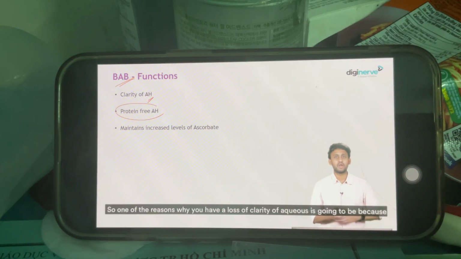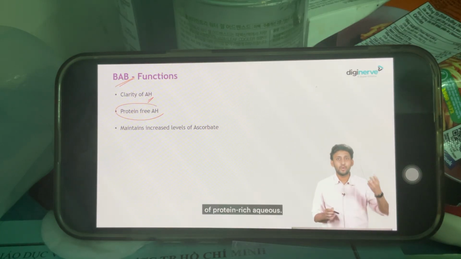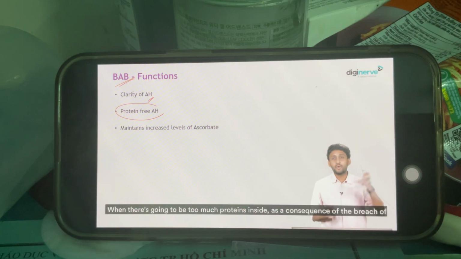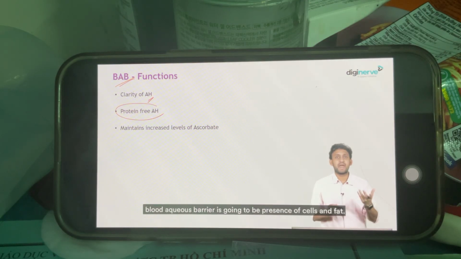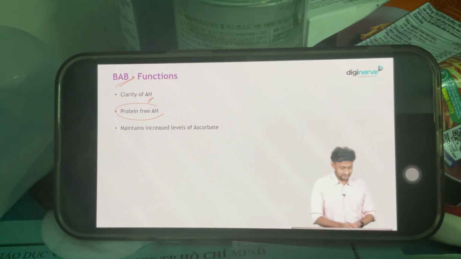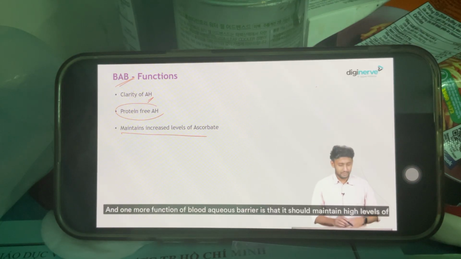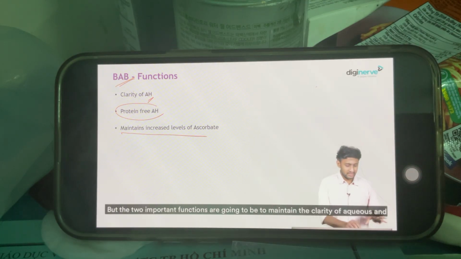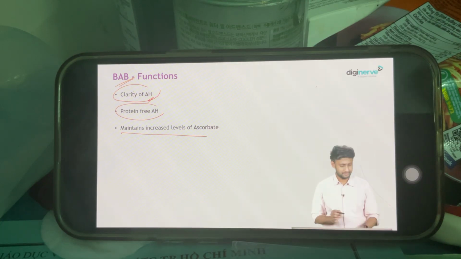So one of the reasons why you have a loss of clarity of aqueous is because of protein-rich aqueous. There's going to be too much protein inside. As a consequence of the breach of blood aqueous barrier, there's going to be the presence of cells and fat. We'll discuss it in a moment. And one more function of blood aqueous barrier is that it should maintain high levels of ascorbate. Just know that. But the two important functions are to maintain the clarity of aqueous and to make the aqueous essentially protein-free.